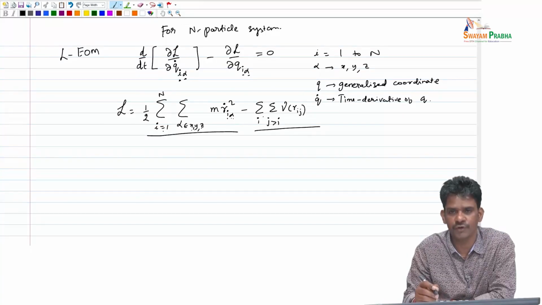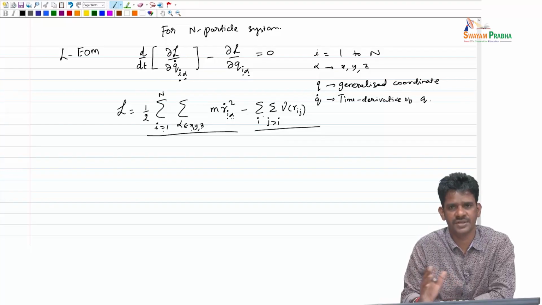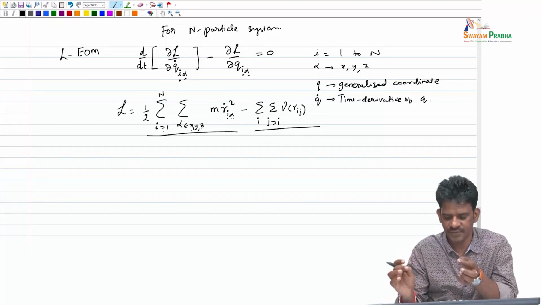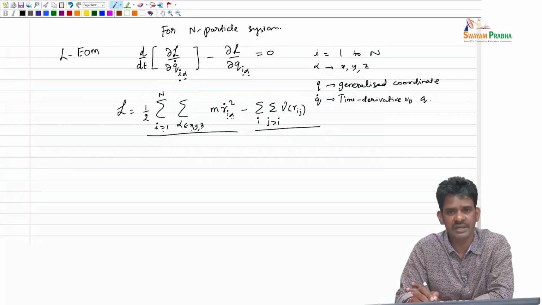For the potential energy, we sum over the pairs i and j. Here we think of the potential energy as a sum of pair interactions, which depends only on the scalar variable r_ij, which is the separation distance between two particles i and j, and it's summed over all the pairs without repeating the counts.